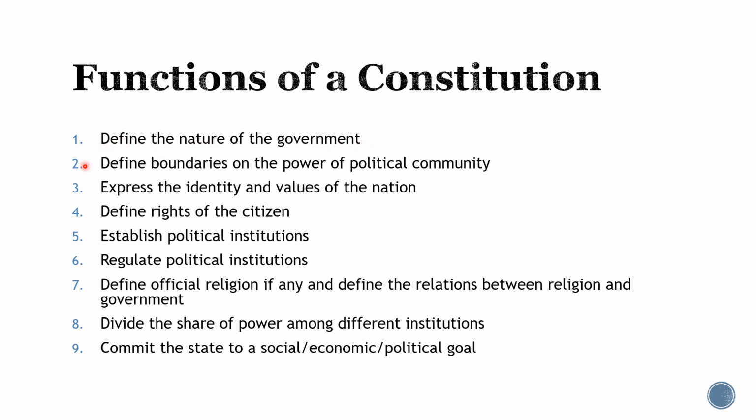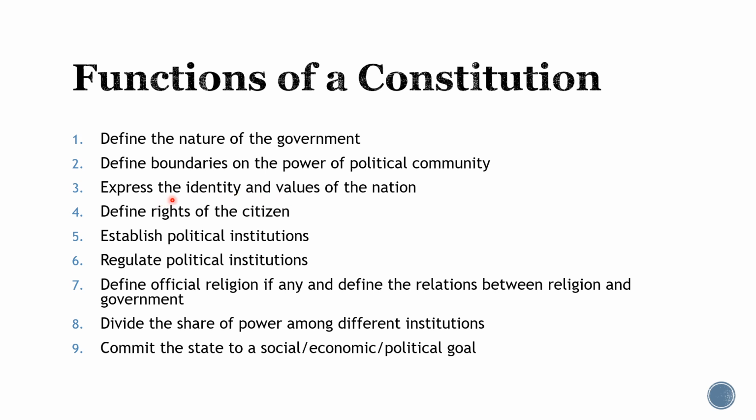Then it also defines boundaries on the power of the political community, so that the political community is not misusing the power and there are certain limitations on their power. It defines those as well. And then it expresses the identity and values of the nation. So, for example, in our constitution, it is said that we are a socialist nation. It could be other examples as well. So, this is how our constitution defines the identity and values.